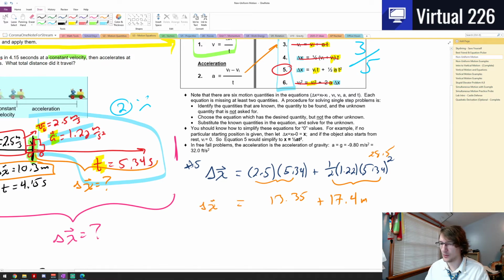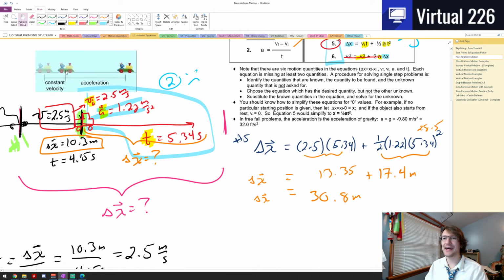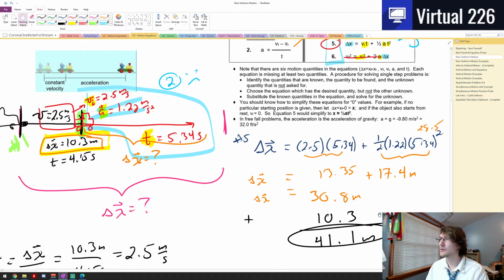So now if I want the delta x for the second part, I simply add them together. So 13.35 plus 17.4, I'm going to get, let's just round up to 30.8 meters. And remember, that was only the distance for the second part here. We need to add that to the distance from the first part, which we are given. So we can simply add this to the 10.3, and we'd get a total value of 41.1 meters.